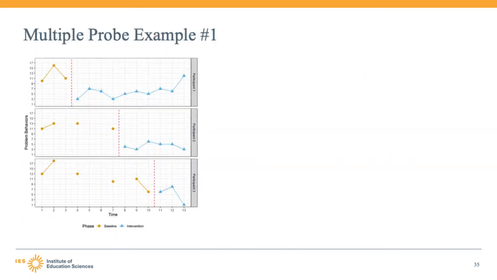Let us look at several examples and apply the 3 demonstrations criterion, the 4 additional multiple baseline or multiple probe criteria, and the 3 additional multiple probe criteria. This figure displays findings from a multiple probe design that includes 6 phases, 1 baseline phase and 1 treatment phase per case, and a minimum of 3 data points per phase.